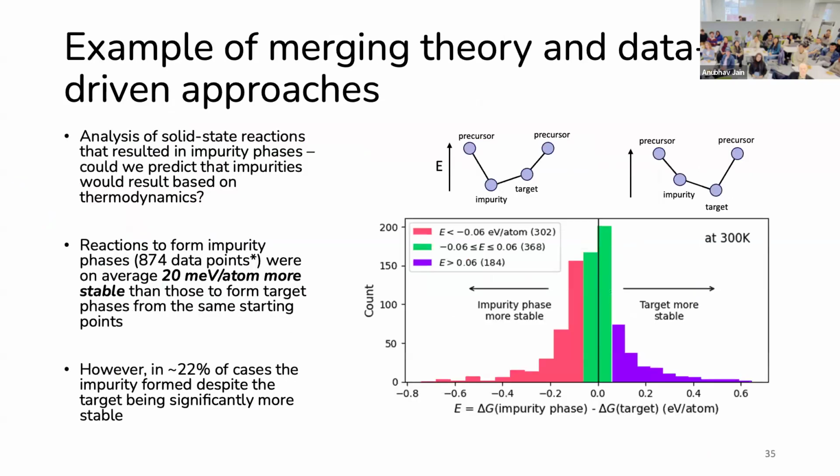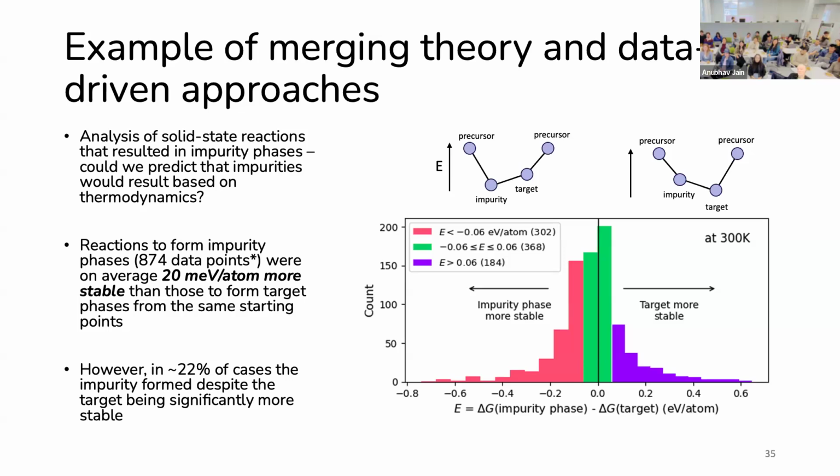Here's one analysis that we did along that line. We wanted to see solid state reactions that resulted in impurity phases, because typically we don't want impurity phases. Could we predict which reactions might have impurities based only on the thermodynamics and looking at the literature data? What we did is we identified in the literature data two types of scenarios. On the left is a scenario where, starting from the precursors, your impurity is more thermodynamically favorable compared to your target. On the right is a scenario where your target was more thermodynamically stable than the impurity.